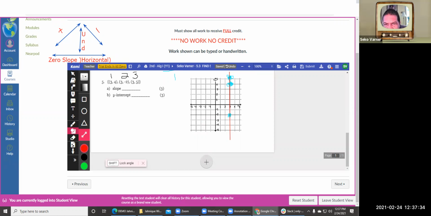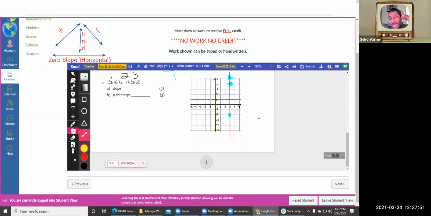And what's the y-intercept? Does it cross the y-axis at all? Does it cross this axis anywhere? No. So your answer for y-intercept is none.